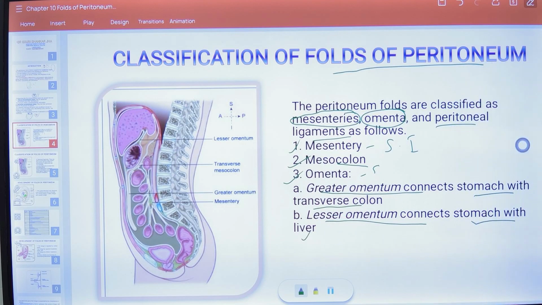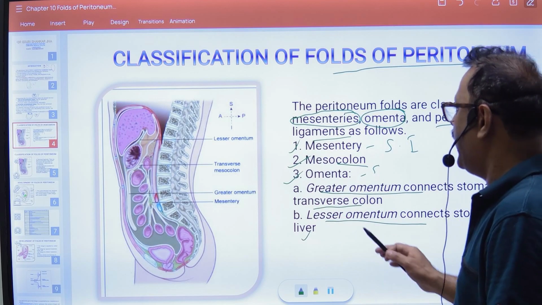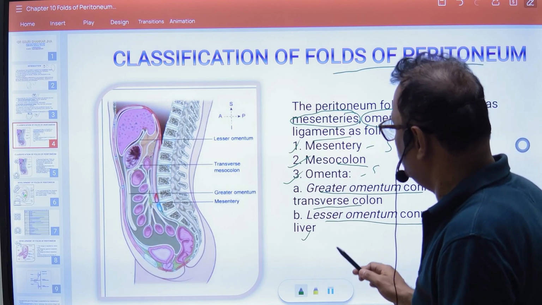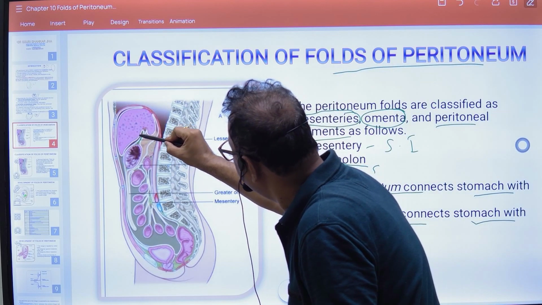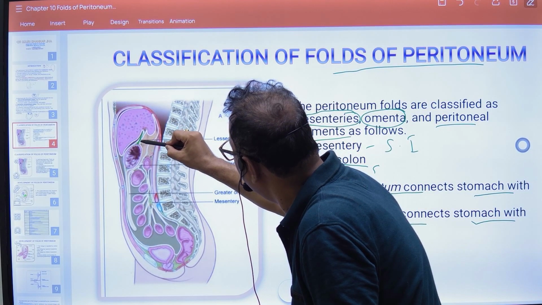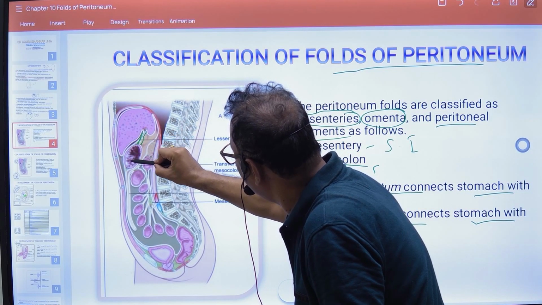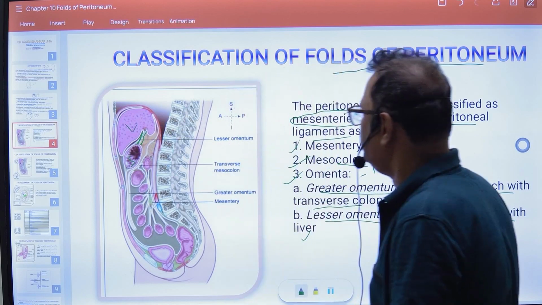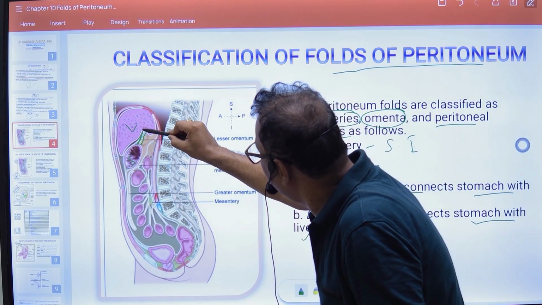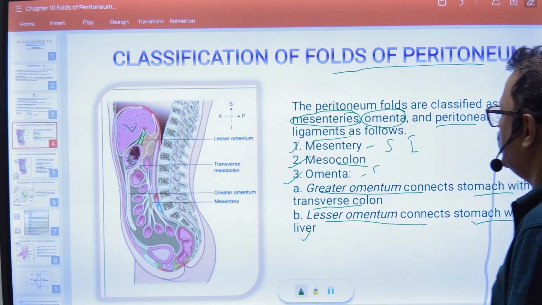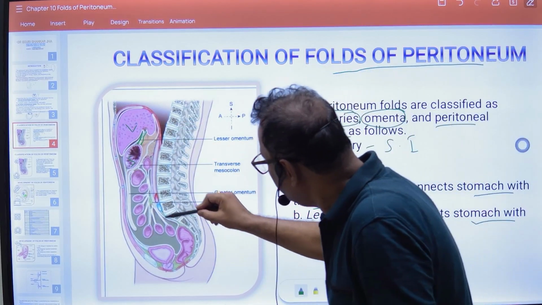Both omenta are meant for the stomach. This is the lesser omentum, and it is connecting the stomach and the liver. It is connecting the stomach to the liver.